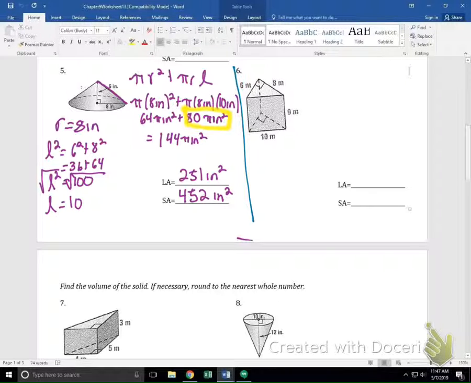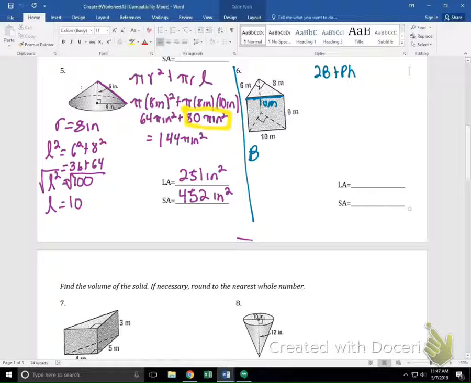Triangular prism. It's a triangular prism, so we have to use the prism surface area formula, which is 2B plus Ph. So area of the base. For our sake of being able to show this, I'm going to bring that 10 up. So remember that they're the same right here. So that's going to be 10 meters for this length as well.